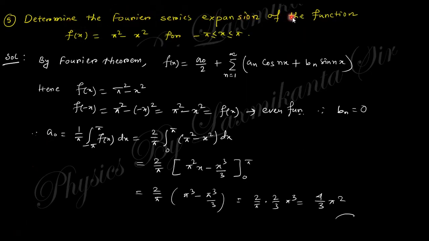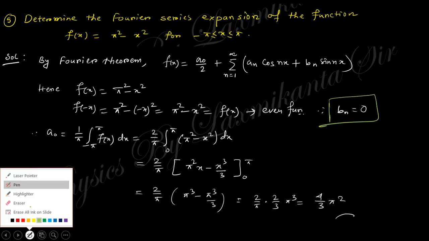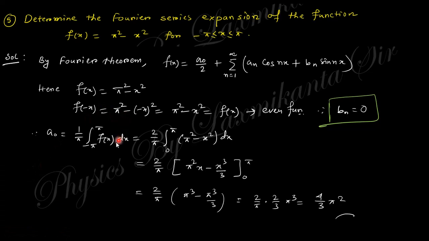Determine the Fourier series expansion of this function. This is a function given, you need to form the Fourier series expansion. Very simple: you can see this is an even function, so bn equals 0. Since this is an even function, you can directly say bn equals 0, so you need to find out a0 and an.